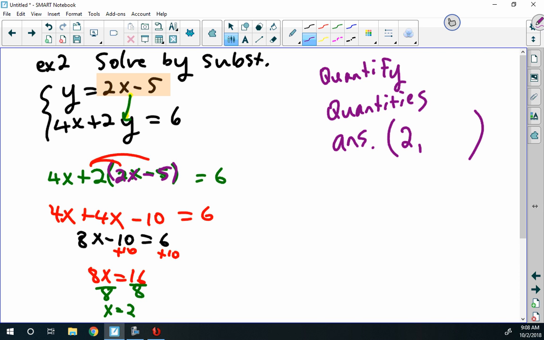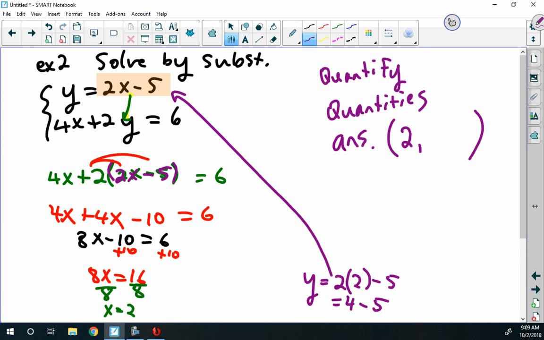2 something. How do I get the y value? Yeah. Got to plug the x value back in again. So I'll go back up to here, plug the x value in. So my y value is going to be 2x minus 5. So that's going to be 4 minus 5. What's my y value there end up being? Negative 1. Awesome sauce.